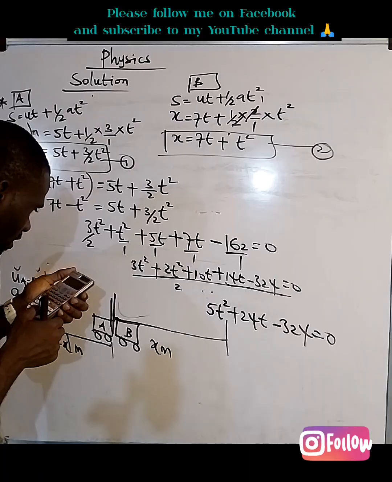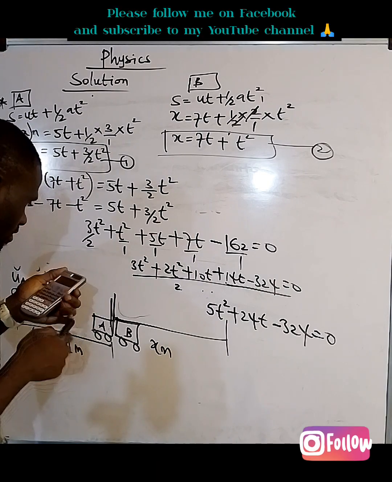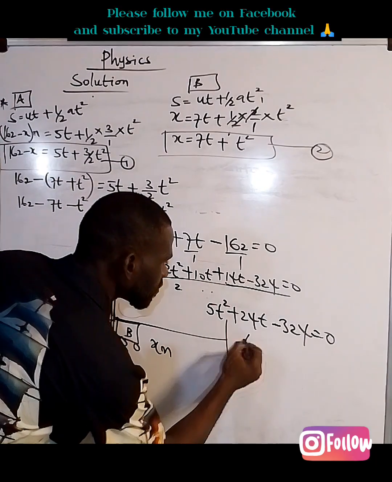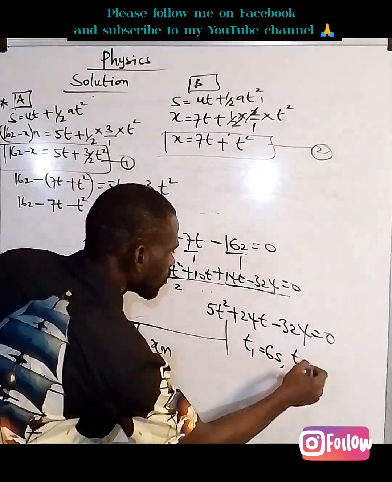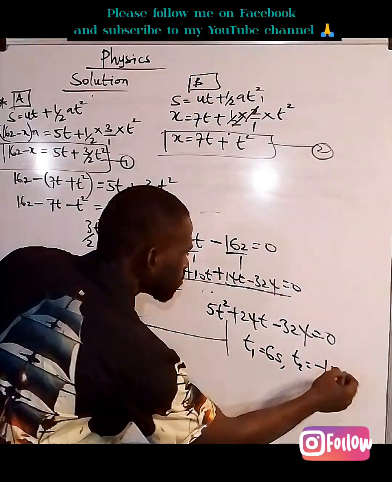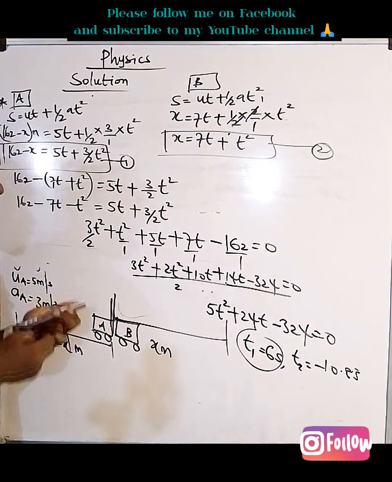So t1 is 6, then t2 is minus 10.8. So t1 is 6 seconds, t2 is minus 10.8 seconds. So we're going to go with this. Time should be a positive result.